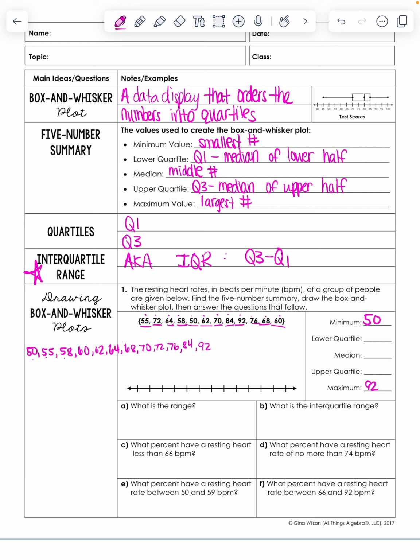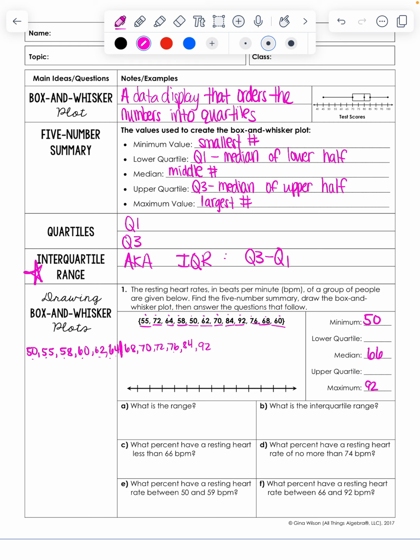So 1, 2, 3, 4, 5, 6. Oops, sorry, that was put in the wrong spot. The middle is not between 62 and 64. It's between 64 and 68. So to find the middle of that, 64 and 68 are 4 away, so you can probably figure out 66. But you also can add 64 plus 68, then divide that by 2, and you get 66 as your answer. That's your median.